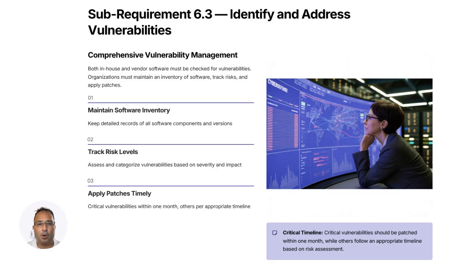Sub-requirement 6.3, identify and address vulnerabilities. Both in-house and vendor software must be checked for vulnerabilities. Organizations must maintain an inventory of software, track risks, and apply patches. Critical vulnerabilities should be patched within 1 month, while others follow an appropriate timeline.